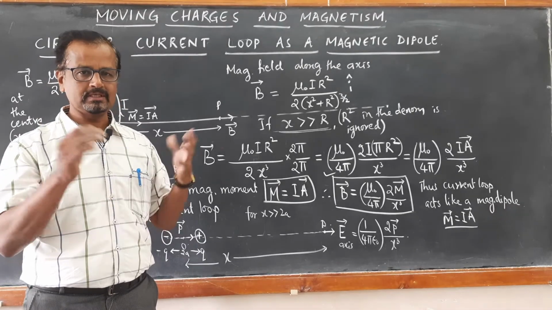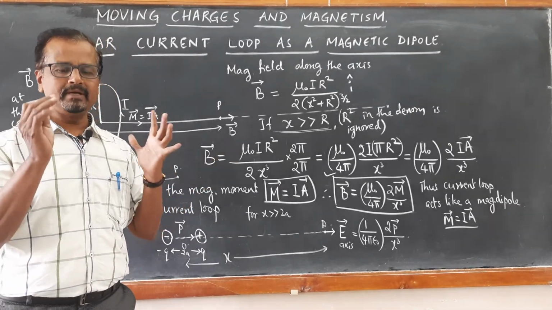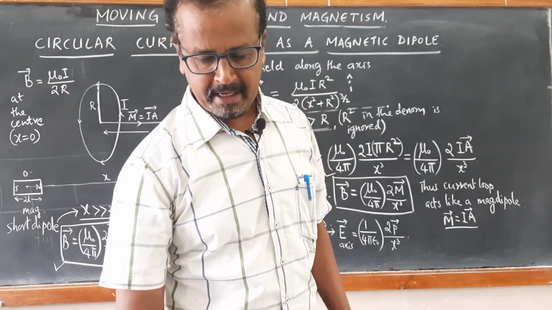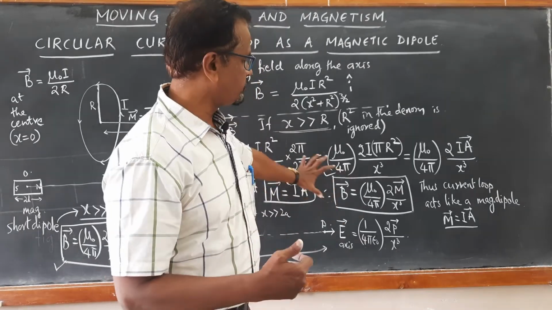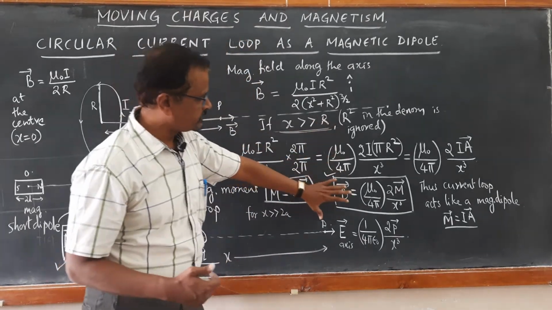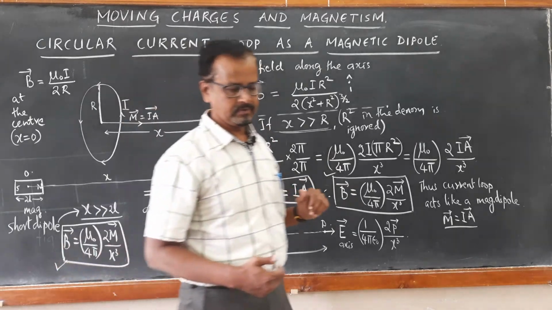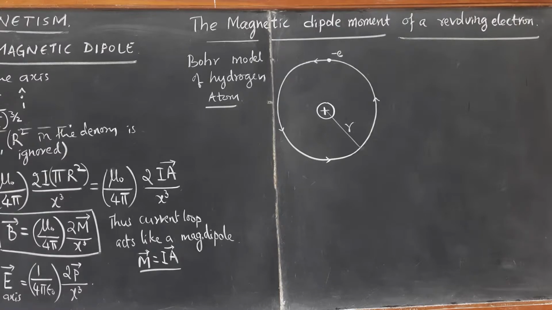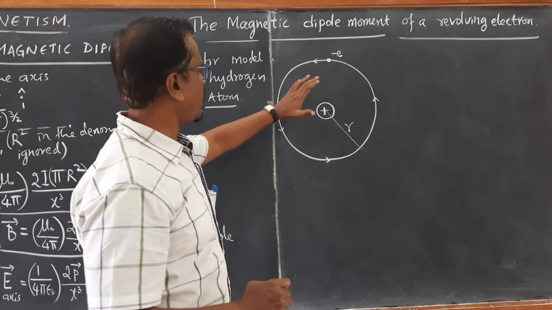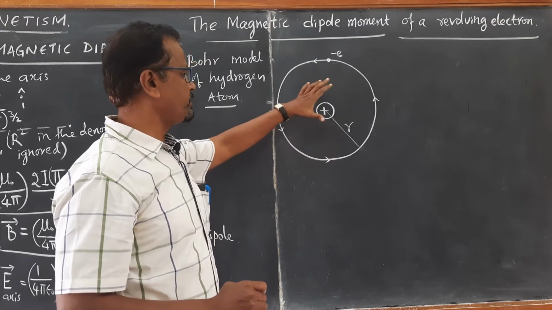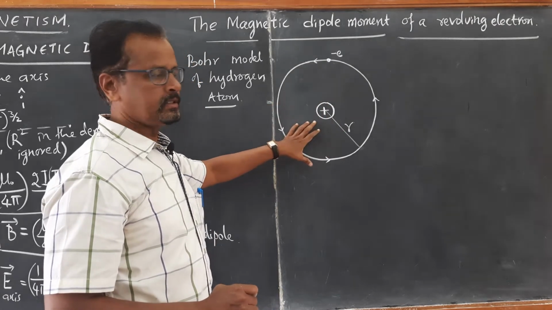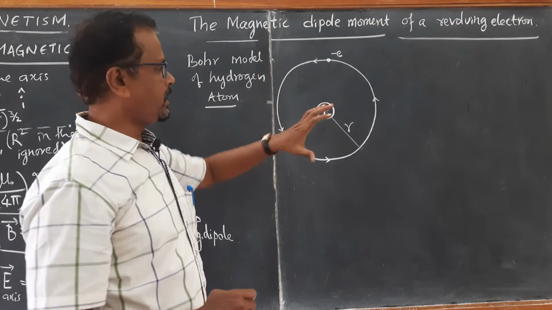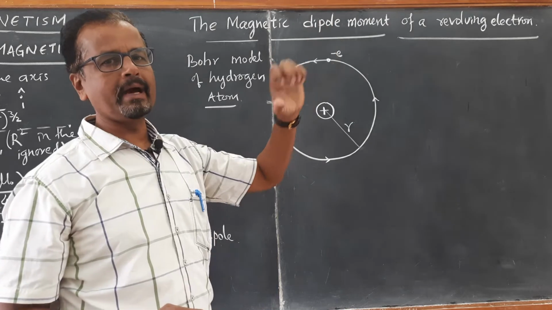So, we are going to calculate the magnetic moment of a revolving electron. That is what we are going to learn once we understand this concept. Now let us discuss how an electron revolving in its orbit around the nucleus results in what is known as a magnetic field, and how it gives rise to its own magnetic moment.